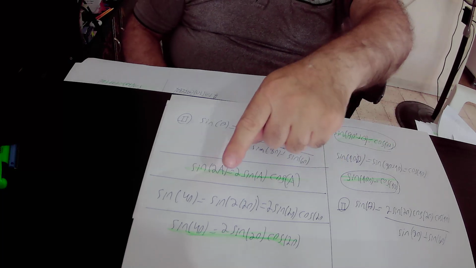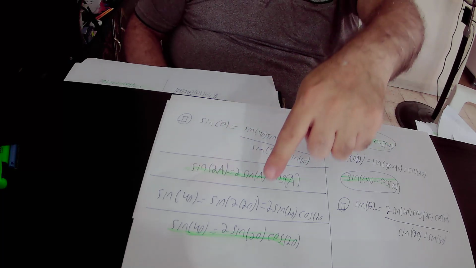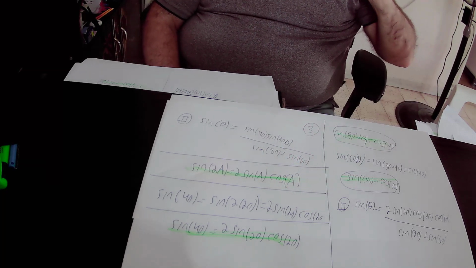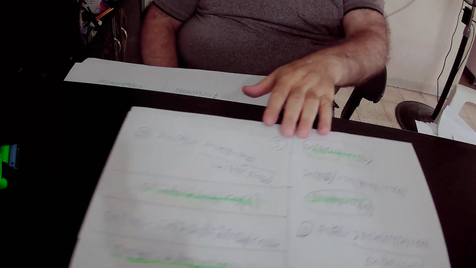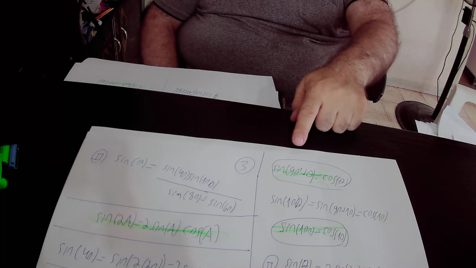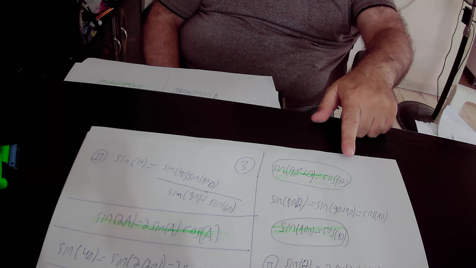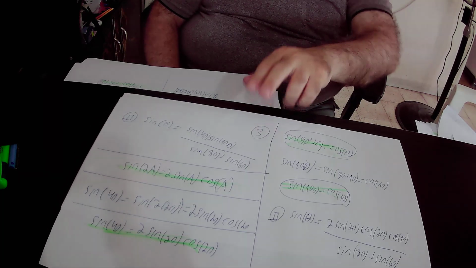In conclusion, we found out that sine 40 degrees equals 2 times sine 20 degrees times cosine 20 degrees. And then I presented to you the second trigonometric identity that states that sine of 90 degrees plus theta equals cosine theta. We use this trigonometric identity for the value of sine 100 degrees.